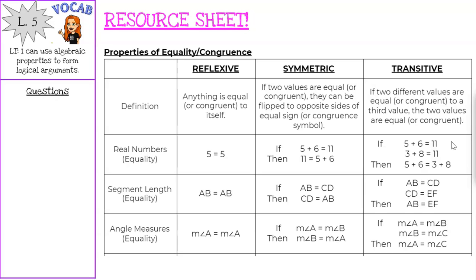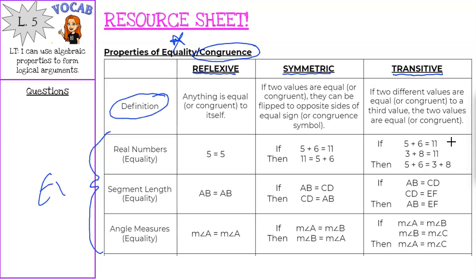The next piece on your resource sheet is some other properties of equality and congruence. We'll get to the congruence piece in our next lesson, but right now we're going to focus on the equality. There are 3 properties: the reflexive property, the symmetric property, and the transitive property. For each property, I give you a definition, and then examples of how they can be used. The definition for the reflexive property is: anything is equal to itself.